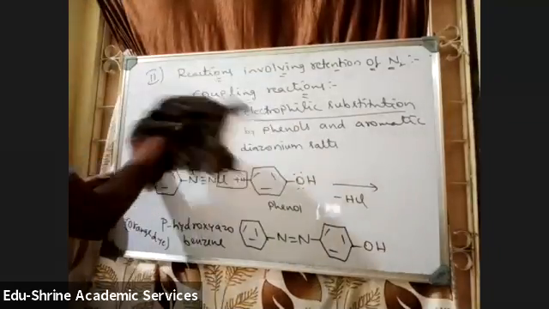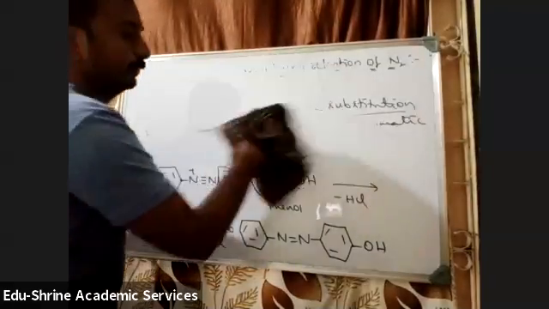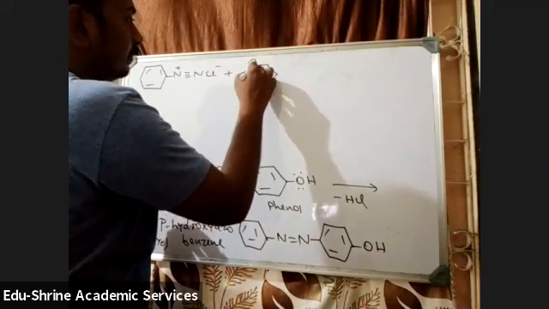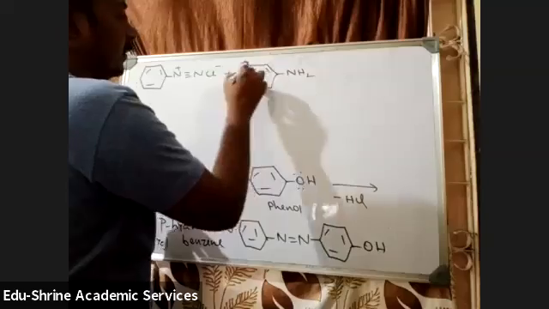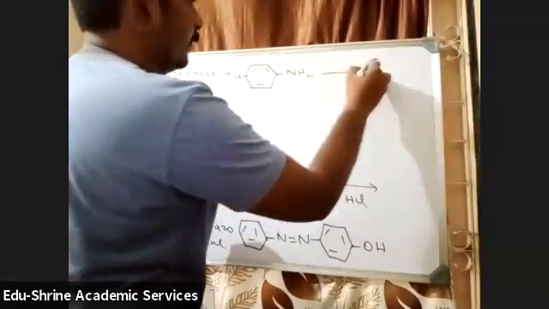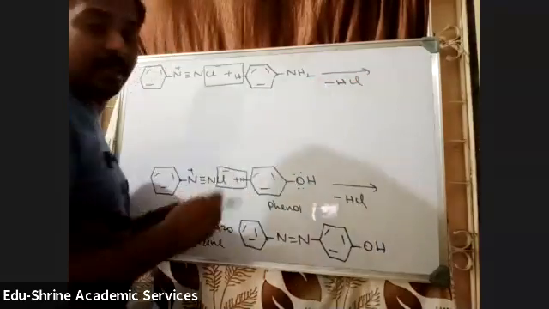So one more example with amine, alkyl aniline. One more example with aniline. So this is benzene diazonium chloride. On reaction with aniline. So we know that the NH2 group on the benzene ring is also an electron donating group. So hydrogen from here and Cl minus from here will be removed as HCl.